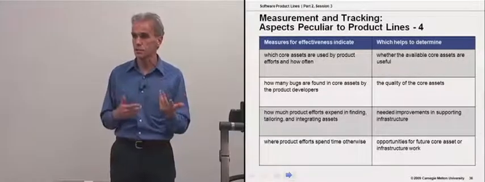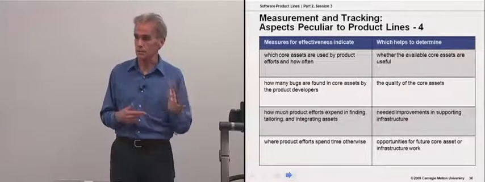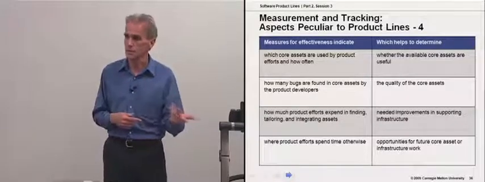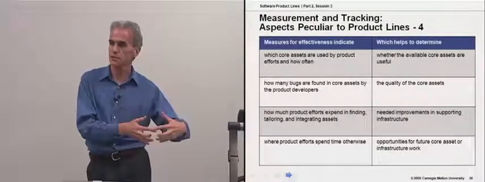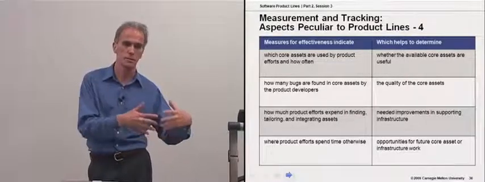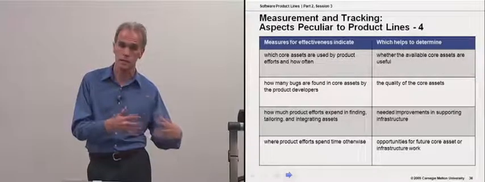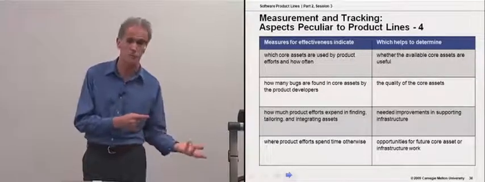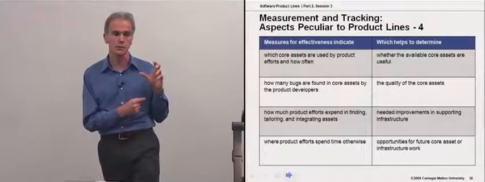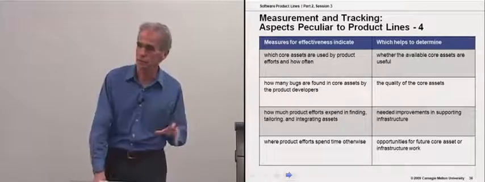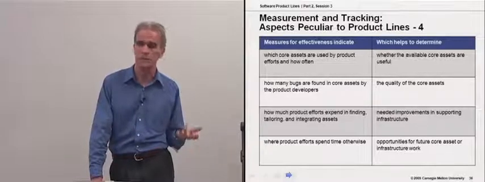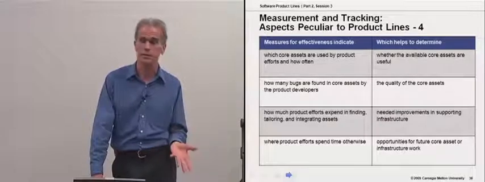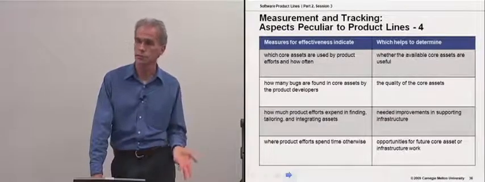But as a sanity check, you should take some measures about how easy is it to find, how long does it take people to actually exercise variation mechanisms to incorporate an asset into a product. So that's one level of measurement. And then the other level of measurement is for the parts of a product that are not covered by the core asset base. How much time are people spending on that? And is there anything that we could do to reduce that burden?